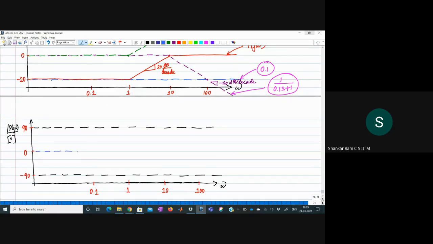As we know, the phase of 0.1 is at 0 degrees, right? So we will have a horizontal line at 0 degrees. So this is the angle or phase diagram of 0.1, right? So what will happen to s plus 1? What is the phase plot of s plus 1?